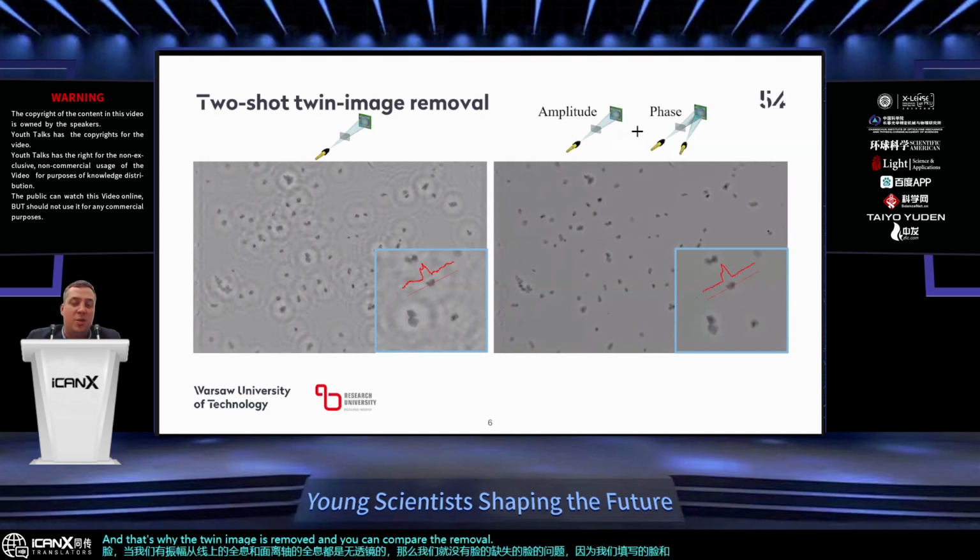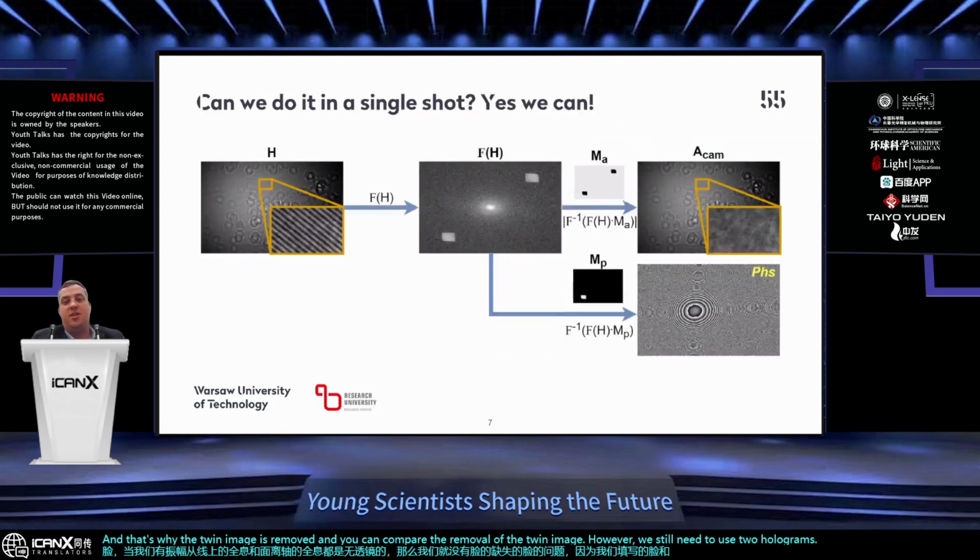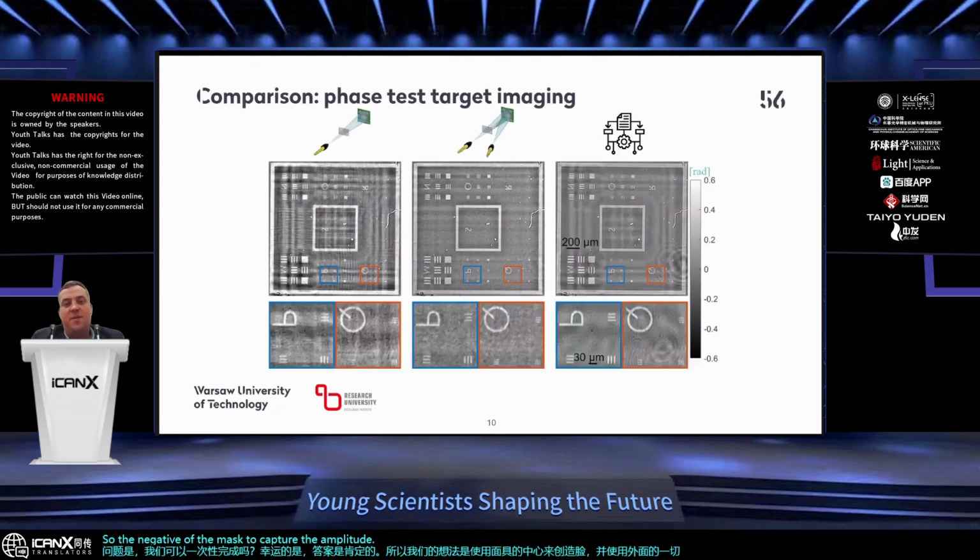However, we still need to use 2 holograms, one just inline and the second off-axis. The question is, can we do it in a single shot? And the answer, fortunately, is yes. The idea is to use the center of the mask to create the phase, and use everything outside the mask, so the negative of the mask, to capture the amplitude of the complex field.